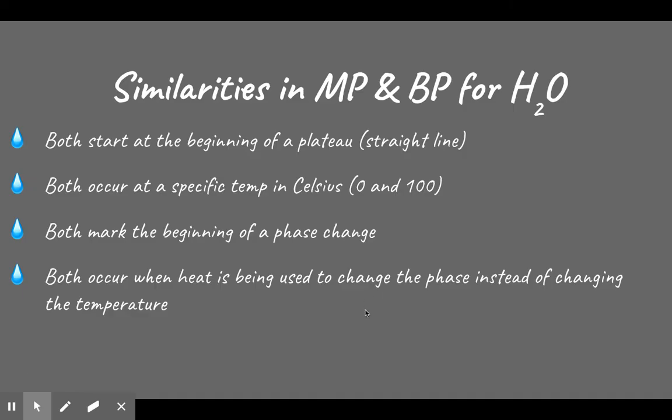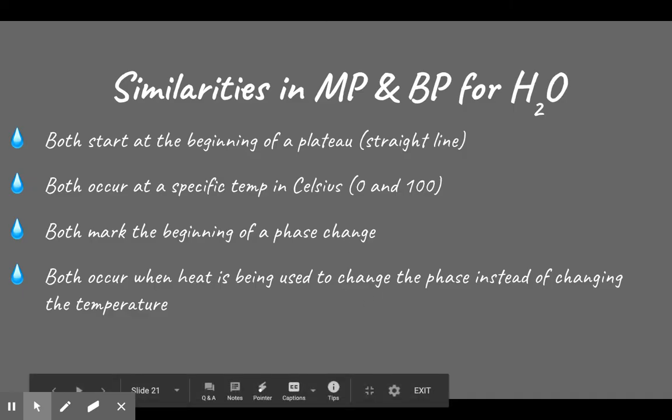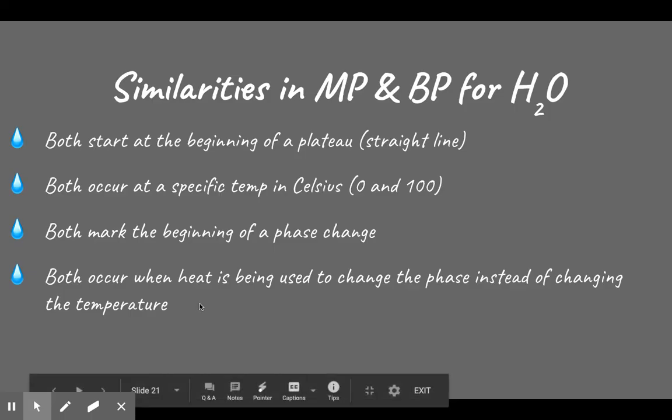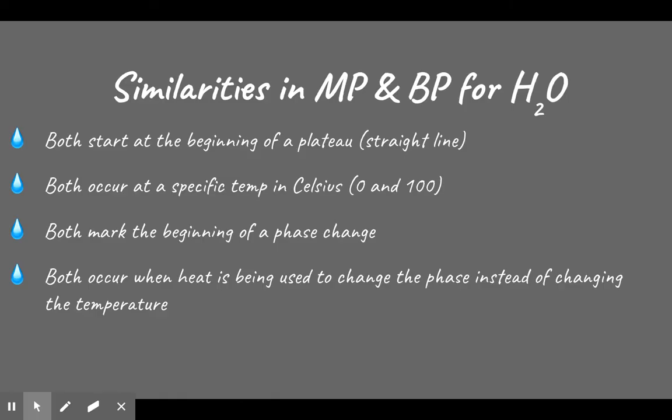All right, so let's take a look at the bullets for this. Similarities between melting point and boiling point for water. Both start at the beginning of a plateau, that's the flat line on your graph. Both occur at a specific temperature in Celsius. So for the Celsius scale, that's 0 degrees Celsius and 100 degrees Celsius. Both mark the beginning of a phase change, and both occur when heat is being used to change the phase instead of change the temperature. This bottom one is very important. Melting point and boiling point are indicating the beginning of a phase change. There is no temperature change occurring at that point on our heating curve.